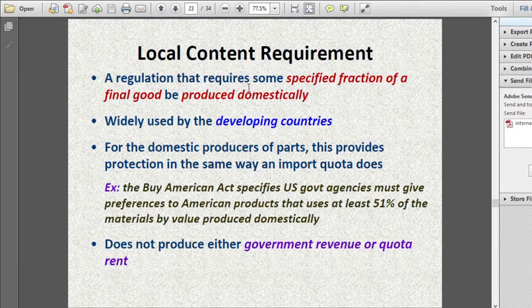Local content requirements. A regulation that requires some specified fraction of final good be produced domestically. It is widely used by developing countries. For domestic producer of parts, these provide protection in the same way an import quota does. Example, Buy American Act specifies the US government must give the preference to American product that uses at least 51% of the material by value produced domestically. Does not produce either government revenue or quota rent.